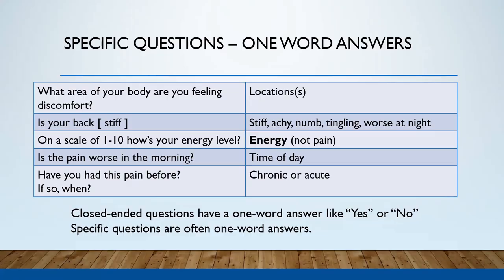If a question has the word pain in it, it is a pain question. We have 3 types of questions: general, specific, pain. Is pain worse in the morning? That's borderline because it has the word pain in it, but it is about time of day. So we're getting an answer that's about time of day. Have you had this pain before? That's a pain question. So, yes or no questions are typically specific, but if they have the word pain in them, it's a pain question.